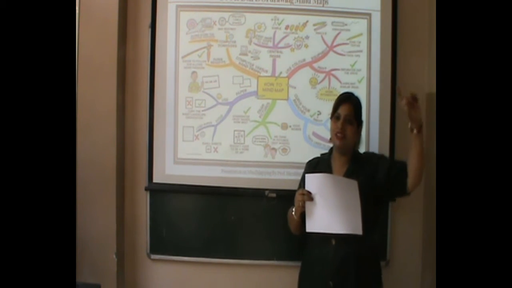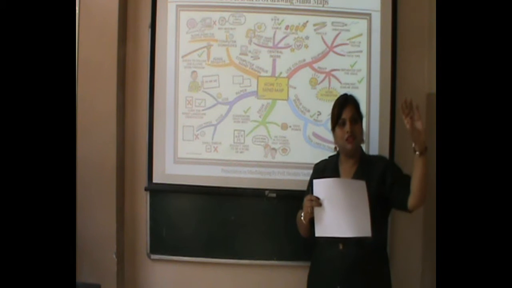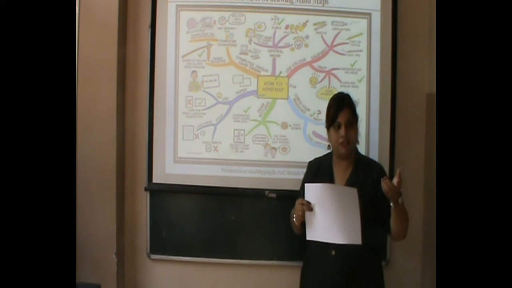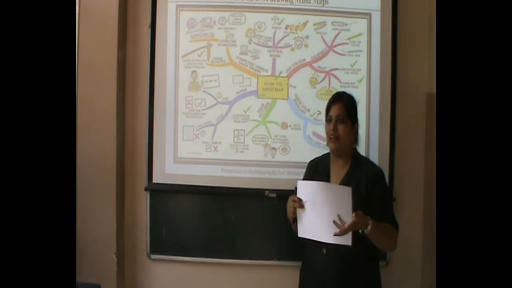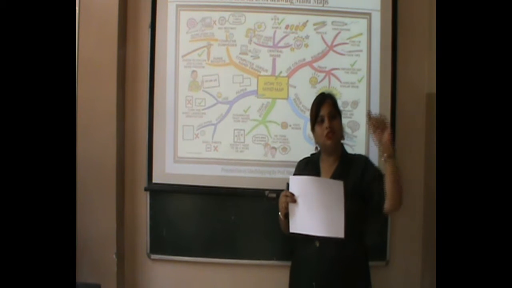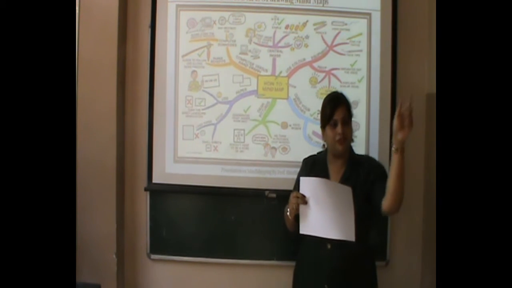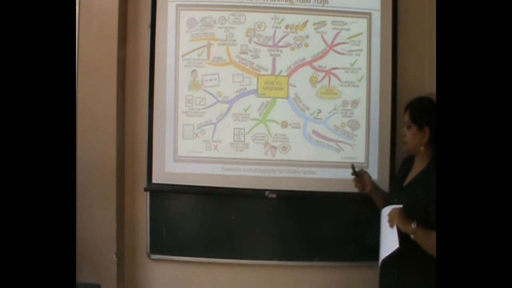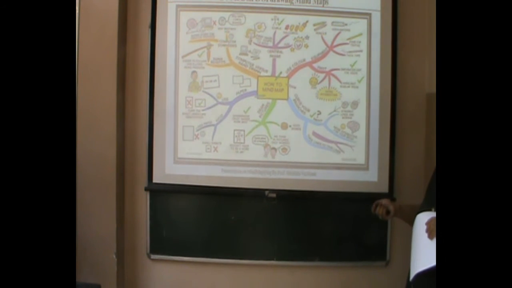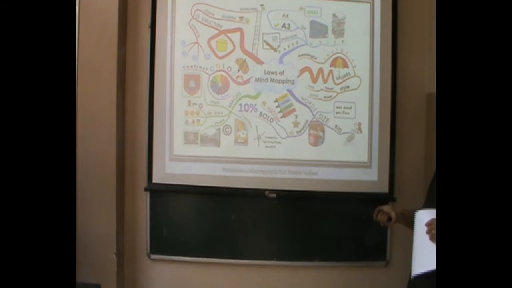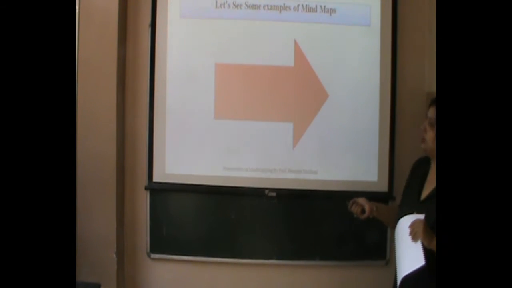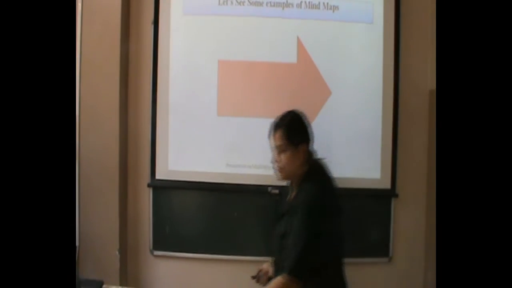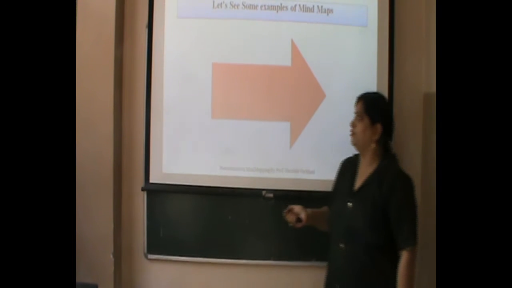And for the images, whatever the concept is, suppose a product. Suppose I am saying Colgate. I want to make a mind map for Colgate marketing. So the Colgate symbol should be there, which will represent that product. So these are some do's and don'ts of mind maps. Now I explained this already. Now let's see the examples of mind maps which will give you a better idea.